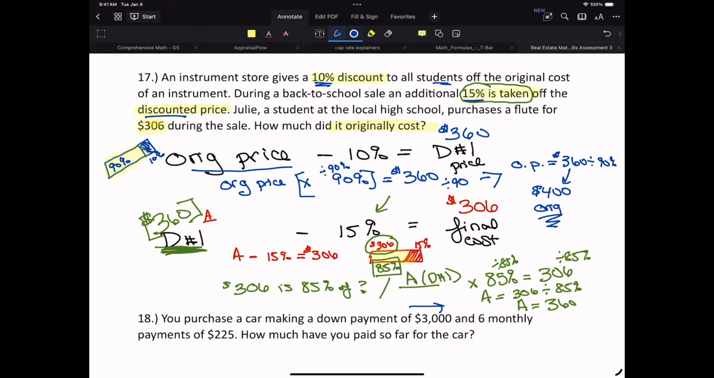Were there a lot of steps? Yes. But let me say this. What you cannot do is just add up 10% plus 15% is 25%. So there was a 25% discount. And we know the final price was $306. So some of y'all might have said this is the unknown: 306 divided by, you had a 25% discount, so we're actually looking for the 75. So you might have said, 306 is 75% of what number?